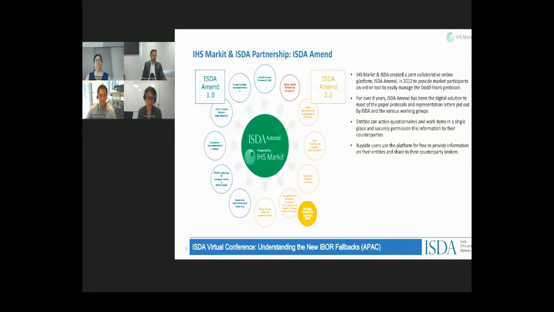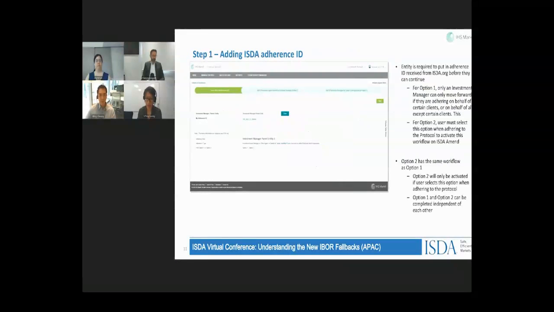If I move on to the next step. So as I mentioned, the first step is really around adding the adherence ID. So we're connected to ISDA.org. So once you've adhered, you'll get a unique identifier. And within the platform, you'll select the investment manager or the parent name that is in question that you need to adhere to. And then you can quite simply just enter the adherence ID on here. And as you can see, once you hit save across the middle of the screen, you'll be able to see it connected and informing you what type of adherence you have selected. And in this case, we have option 1 and option 2 both available.